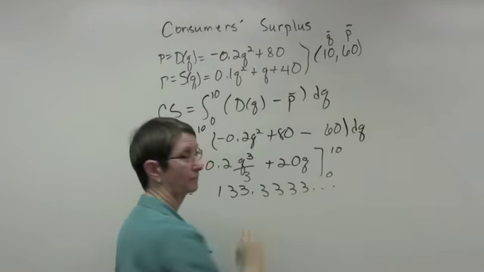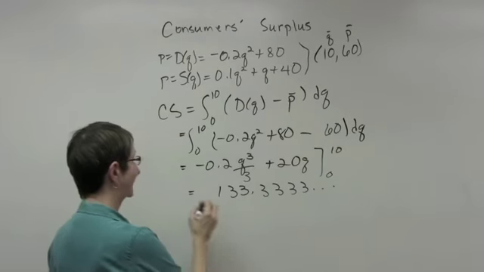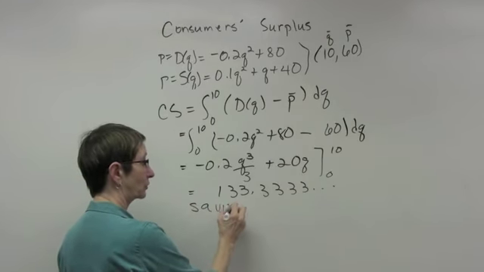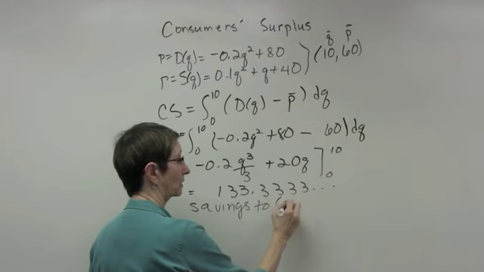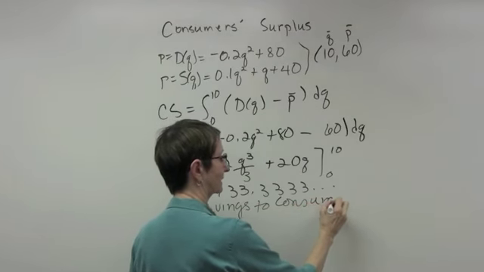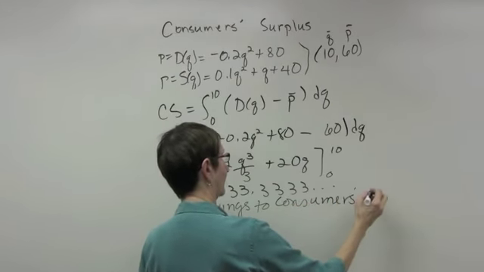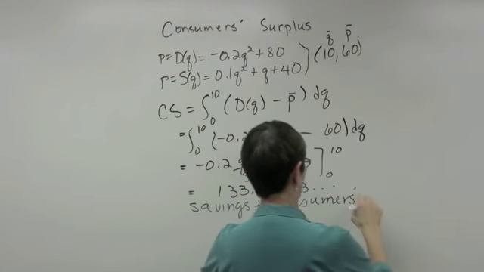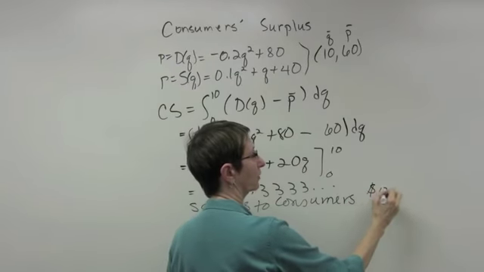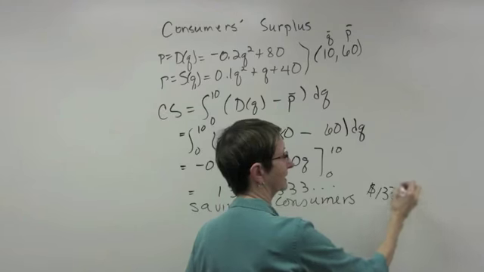133.3333, and so on. What that tells us is the savings to consumers, which is what consumer surplus is. So the savings to consumers is $133.33.